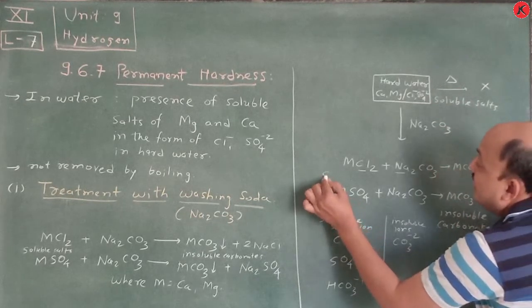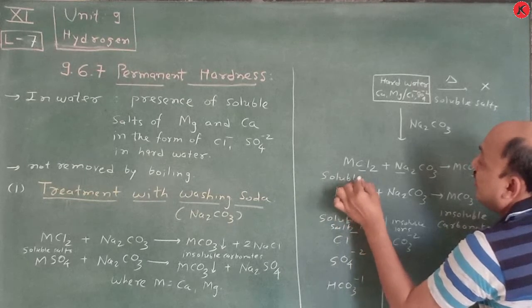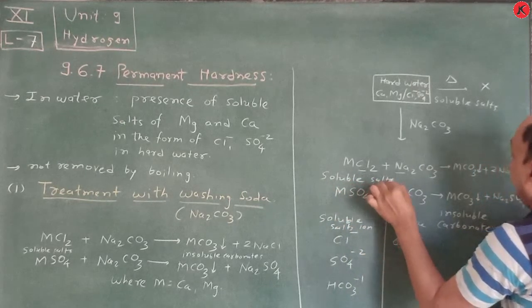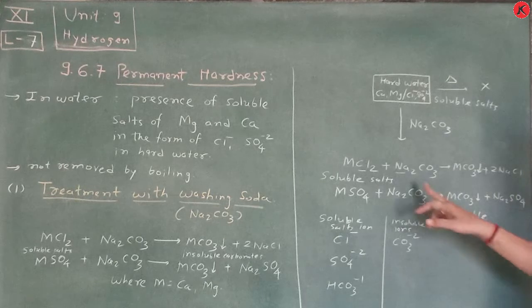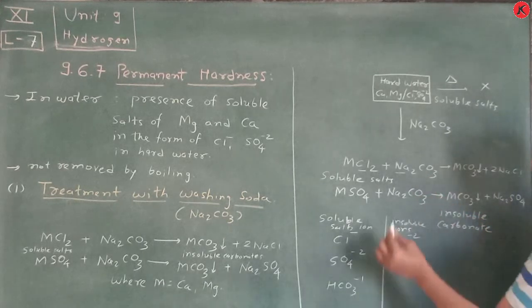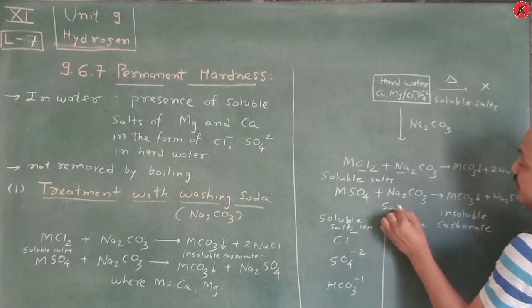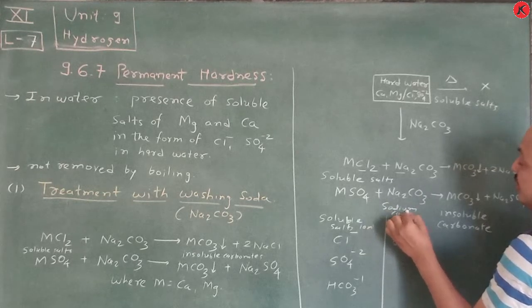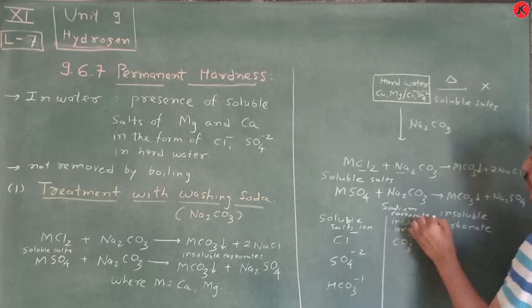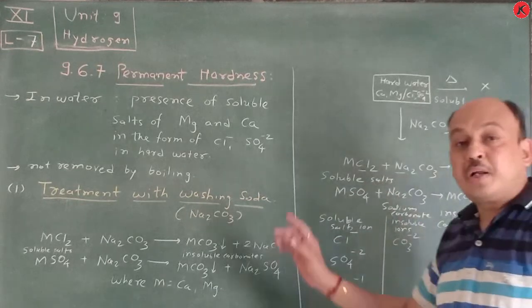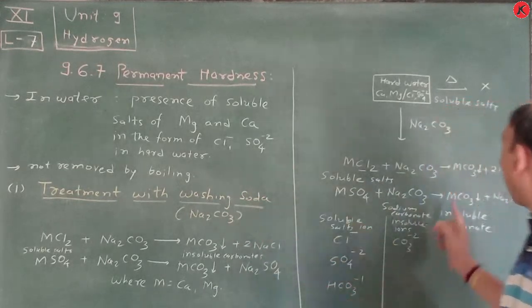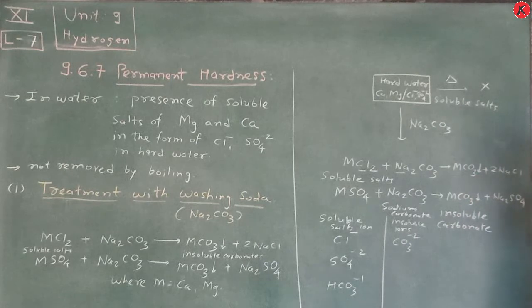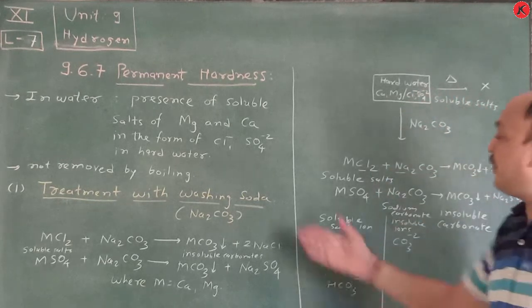Here you write soluble salts, and here insoluble carbonates are formed. And this is nothing but sodium carbonate, or washing soda. And that's why permanent hardness is completely removed, because insoluble salts are removed, and the water becomes pure, that is soft water. Okay, so this way treatment with washing soda is finished.